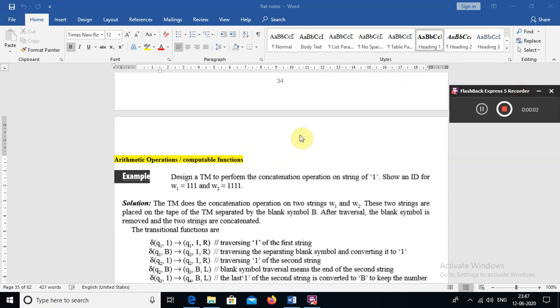Hi everyone. Till now we saw different examples of a Turing machine, and now we'll see another example that includes arithmetic operations or computable functions. That means, design a Turing machine to perform a concatenation operation. So these kinds of operations are also possible with the Turing machine, on strings of 1.